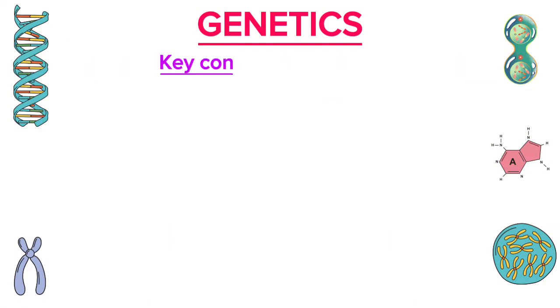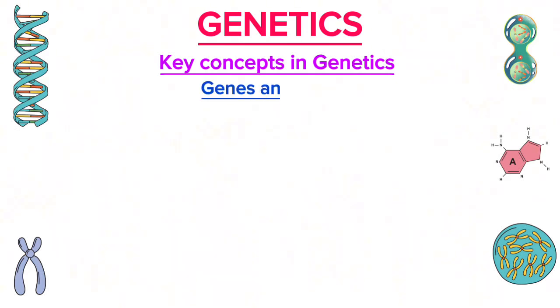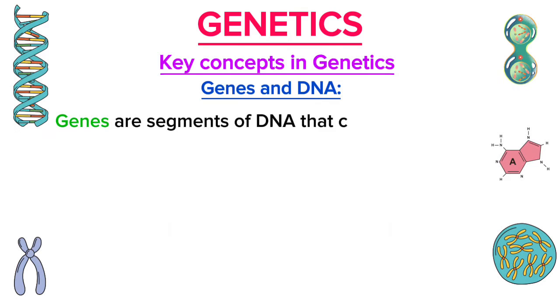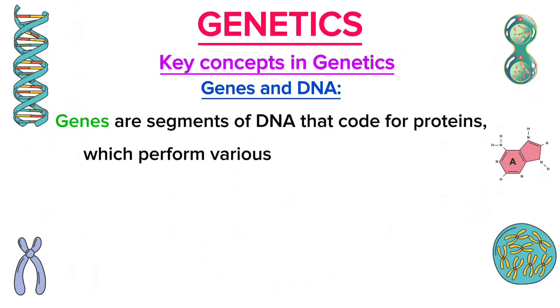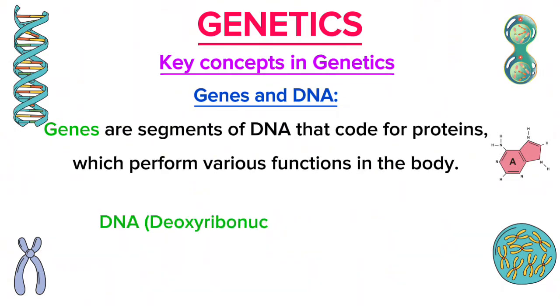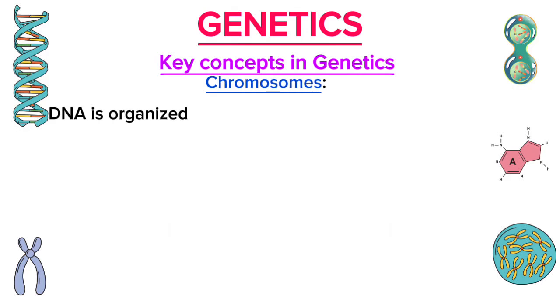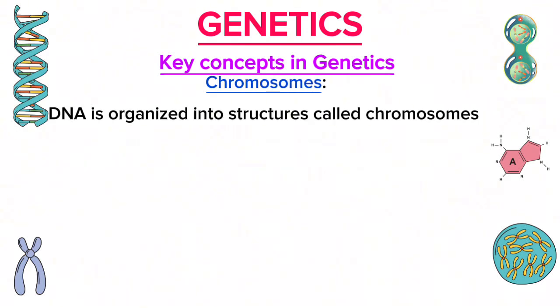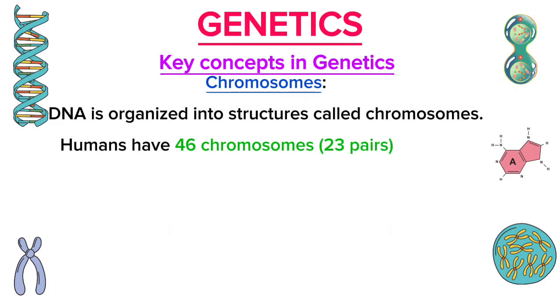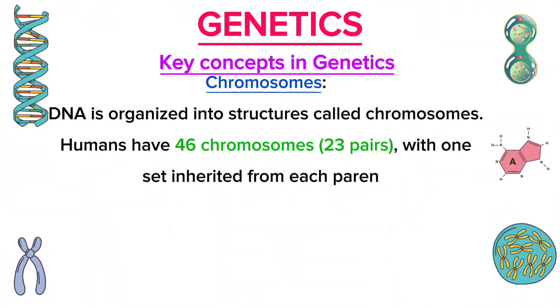So we move to key concepts in genetics, and we'll start with genes and DNA. Genes are segments of DNA that code for proteins which perform various functions in the body. DNA, in full deoxyribonucleic acid, carries the genetic instructions in almost all living organisms. Chromosomes. DNA is organized into structures called chromosomes. Humans have 46 chromosomes, 23 pairs, with one set inherited from each parent.